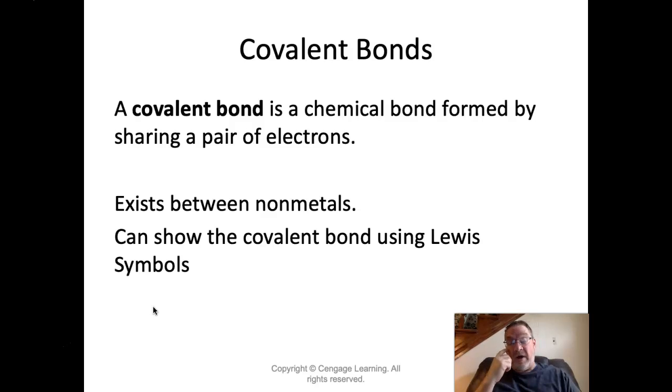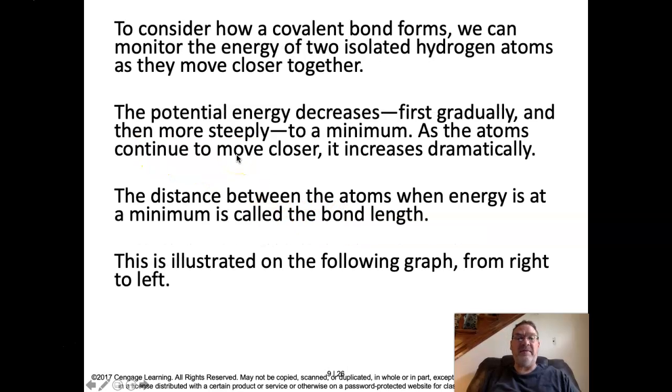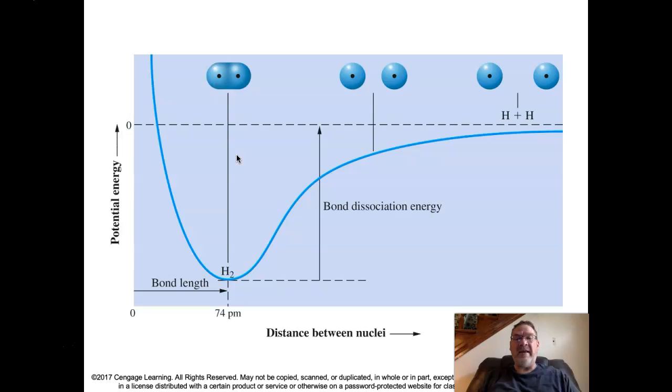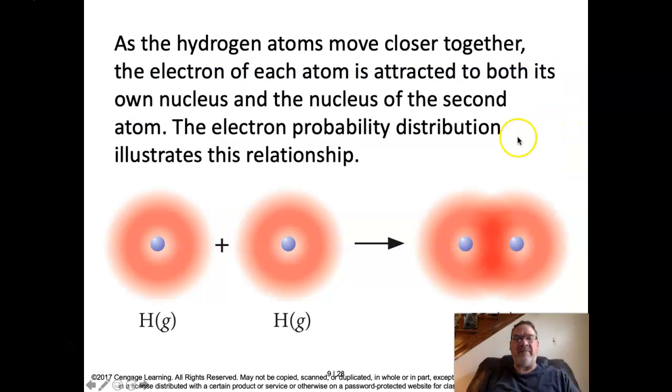Okay, covalent bonds. Again, these are going to exist between the nonmetals. They're going to share the electrons. One of the easiest ones that we look at is hydrogen. And here they talk a little bit about the energy and how with the sharing of the electrons, you get a much more stable, lower energy molecule than if they're just the two separate atoms themselves.